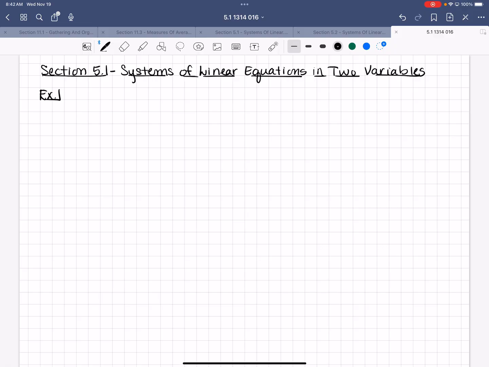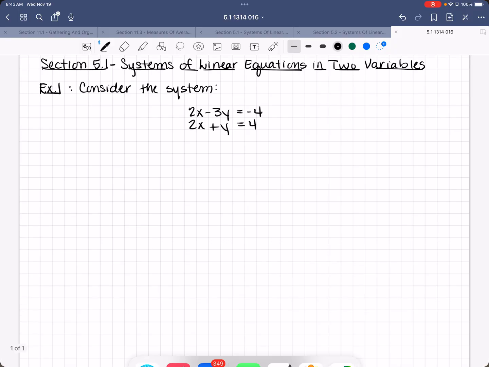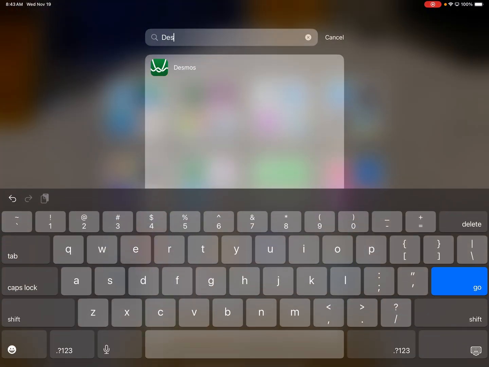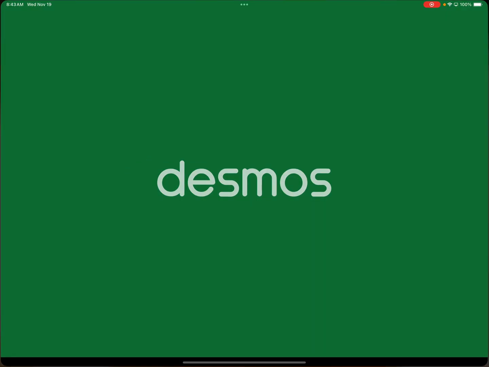So example 1, it starts off pretty nice. It says, consider the system 2x minus 3y equals negative 4, and 2x plus y equals 4. So that's what we have. We have two equations like that. I'm going to go ahead and show you what those look like in Desmos, just so you can understand graphically what we're talking about.